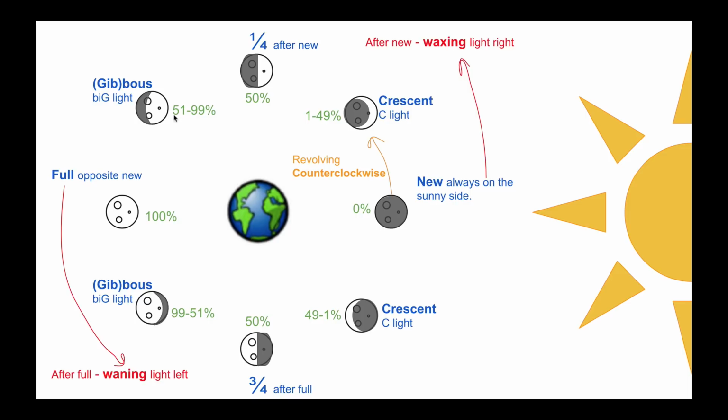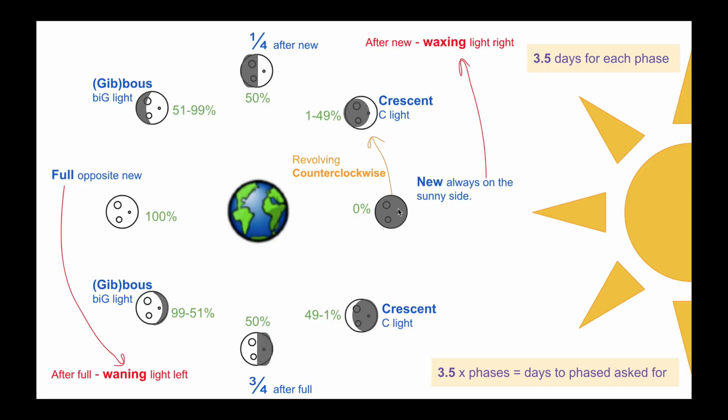The gibbouses are between 51 and 99%. I know it's a lot of numbers, but if you just think about it like this: as long as it's between 0 and 50%, it's going to be a crescent moon. If it's between 50 and 100, it's going to be a gibbous moon. The last thing you need to know is that each phase takes approximately 3.5 days to calculate and move phases.